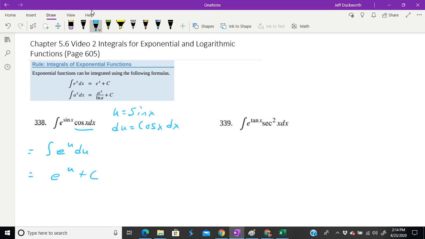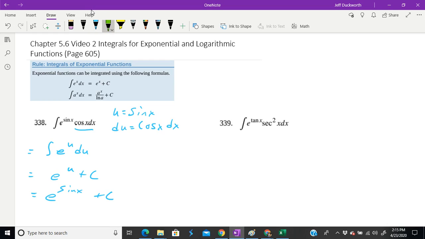We make our substitution at this point, making e to the sine of x plus c. And again, when you take the derivative of that, it's e to the sine of x again times the derivative of sine of x, which is cosine of x, and that's what we have.